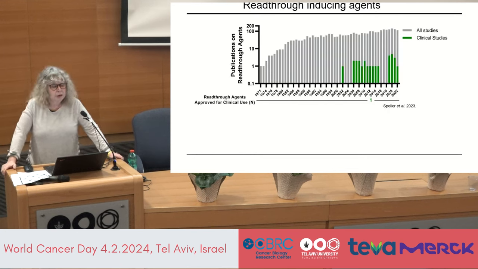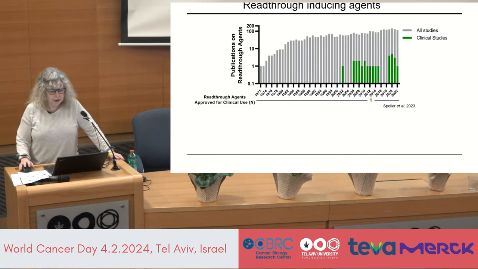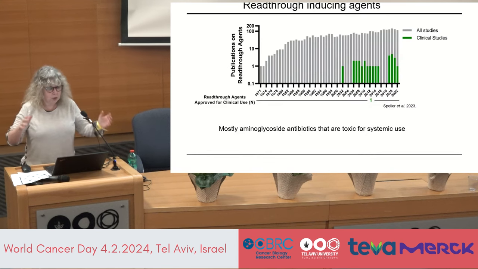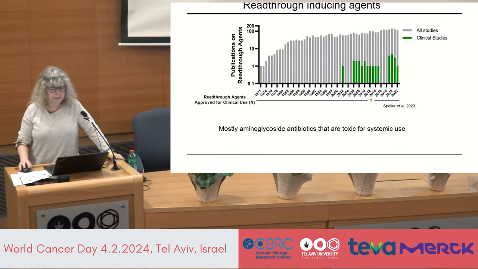So for over 30 years, many scientists and many labs have been working and trying to identify new and improved compounds that can induce nonsense mutation read-through. But very, very few, you see in the green, are actually reaching the clinic. And only one, ataluren, is currently being used for a very, very small subset of DMD patients. And why is that? This is mainly because most of these compounds are based on aminoglycoside antibiotics that are very toxic and cannot be used for the long term. So although this idea is very cool, it has not really been used in the clinic until now.